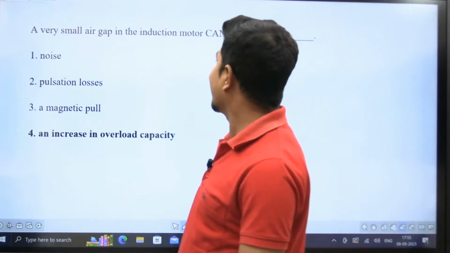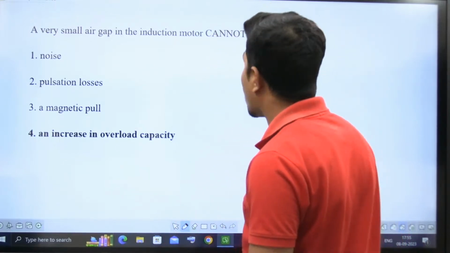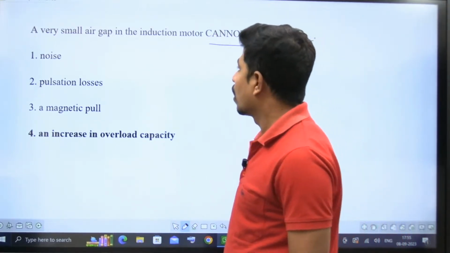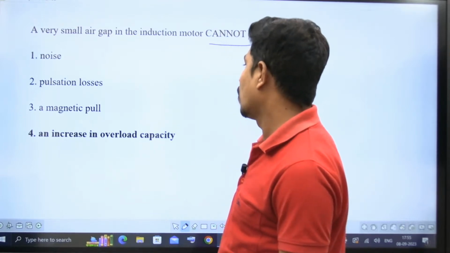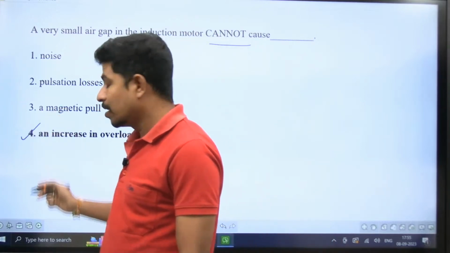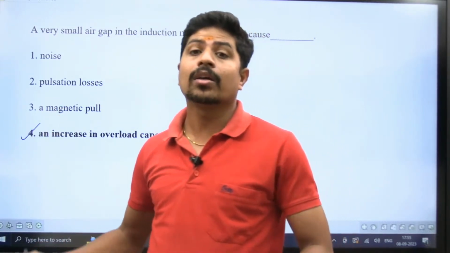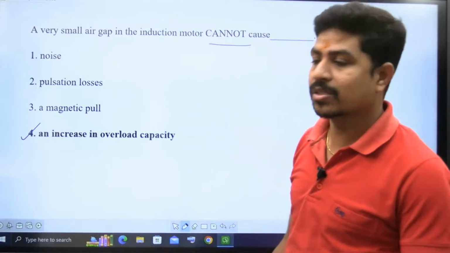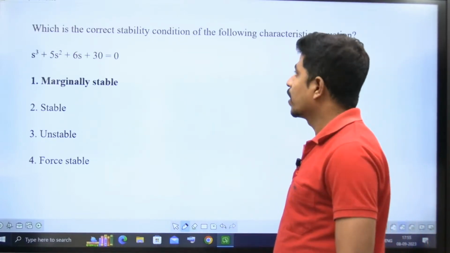A very small air gap in the induction motor cannot cause, he's asking, cannot cause noise, pulsation losses, a magnetic pull, or an increase in the overload capacity. See, the air gap cannot give an increase in the overload capacity, right? Option is 4. Let's go to the next question.